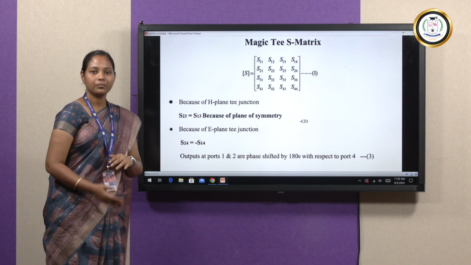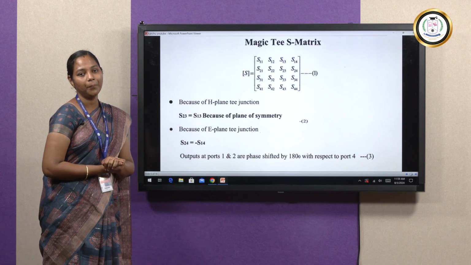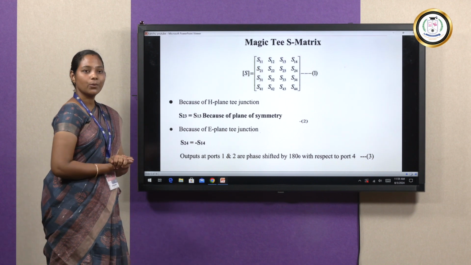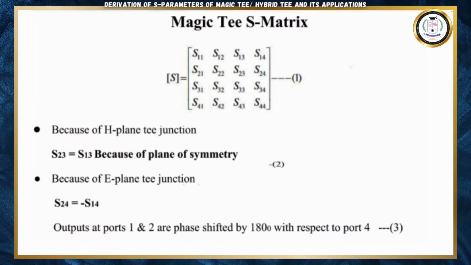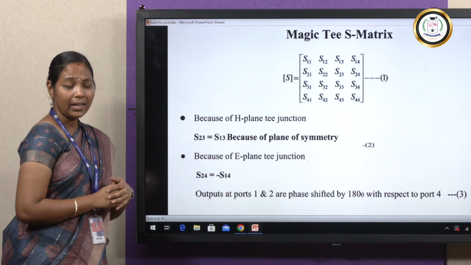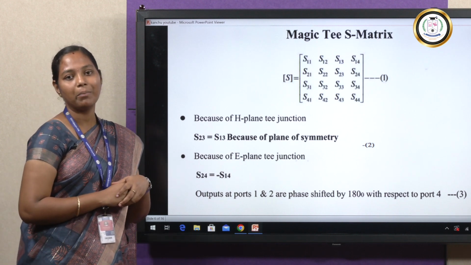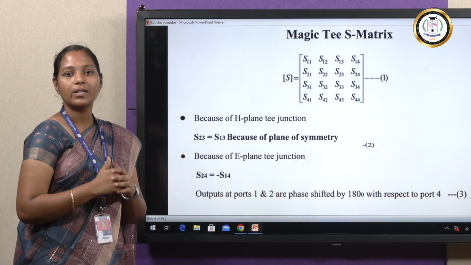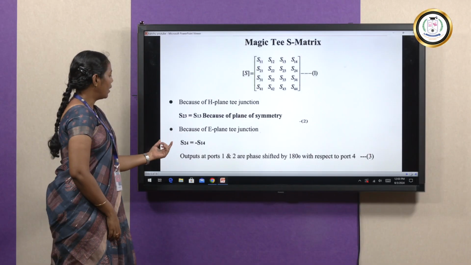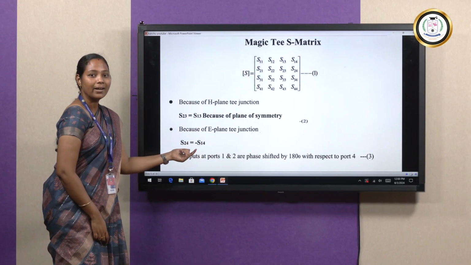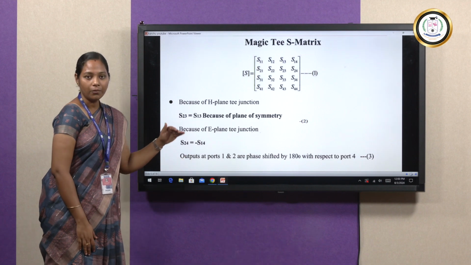The next one is, we have mentioned the H-plane is the third port network, right? The third port network means that it will split to port 1 and port 2. So that's why we have written S23 equal to S13, because of the symmetric port property. The next one is E-plane. As we mentioned before, E-plane is out of phase, so we have to mention the opposite sign, minus sign. So we have written S24 equals minus S14. So this is how we have taken.